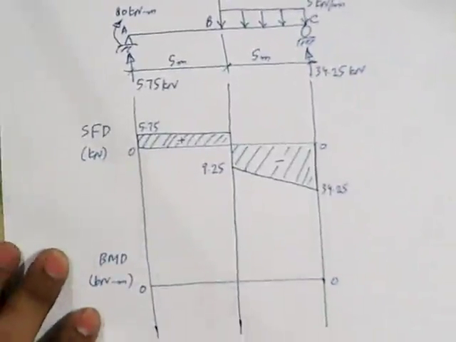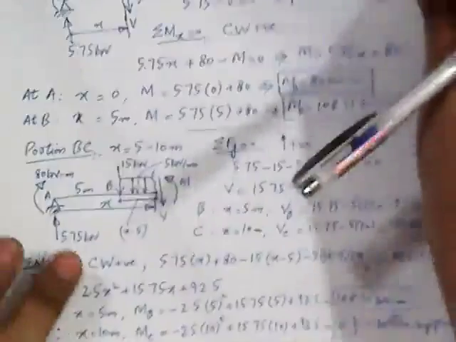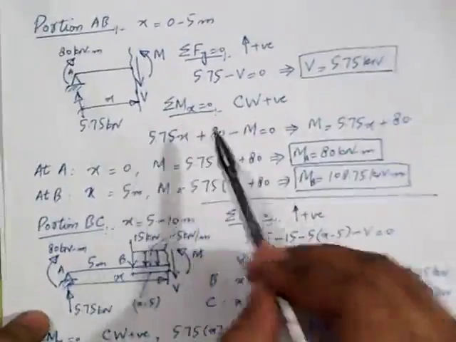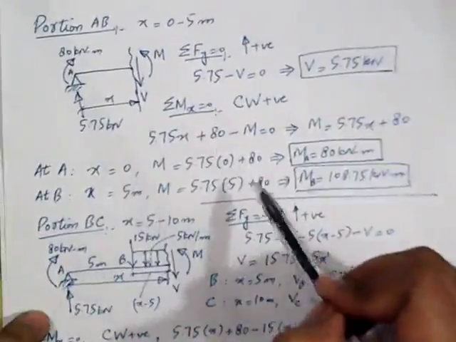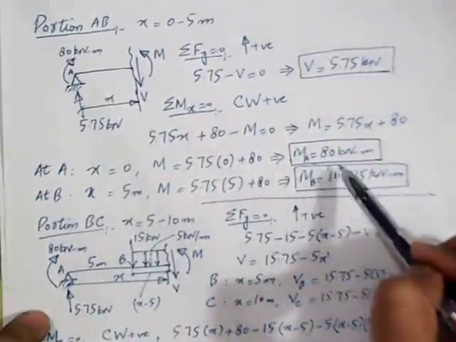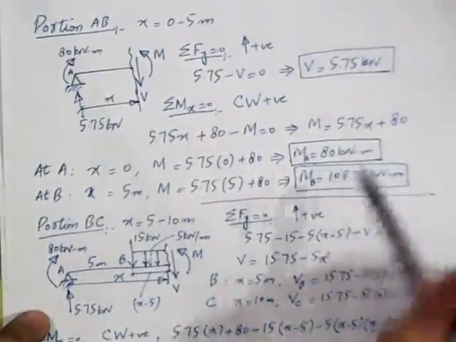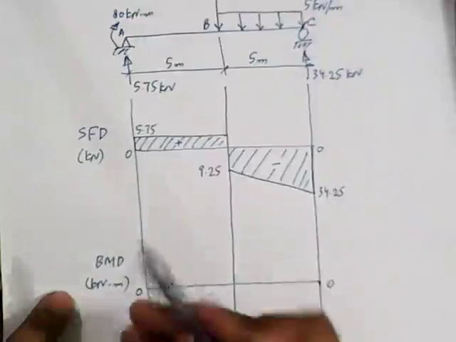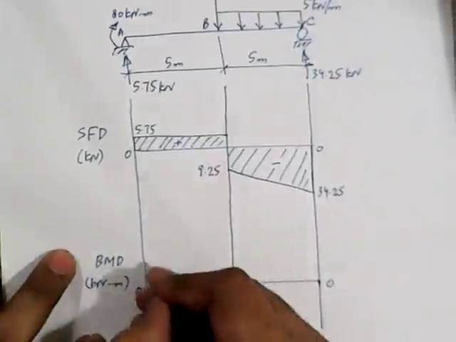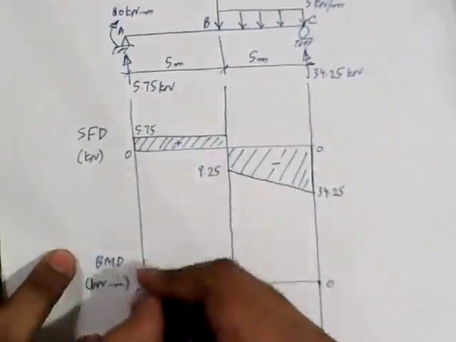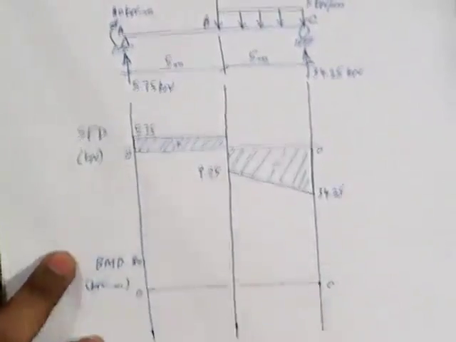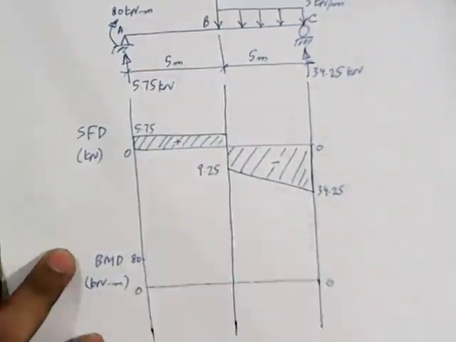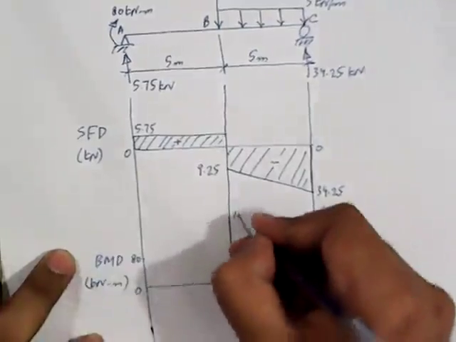Now at point A, if you look at the values of moments for portion AB, how much is the value of bending moment at point A, at support A? It is equal to positive 80 kilonewton meter, and at point B it is 108.75 kilonewton meter. So this is 80 kilonewton meter, and at point B it is 108.75.